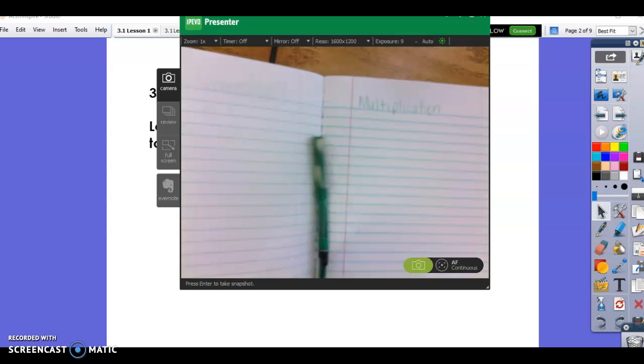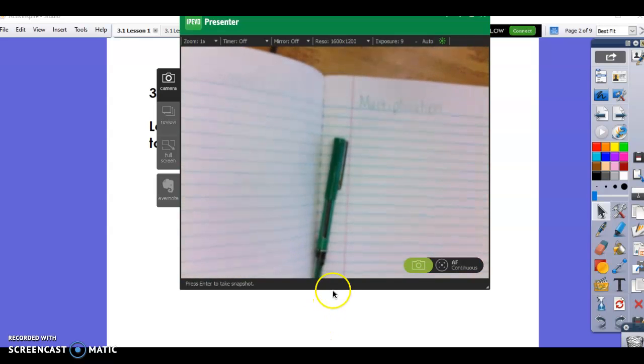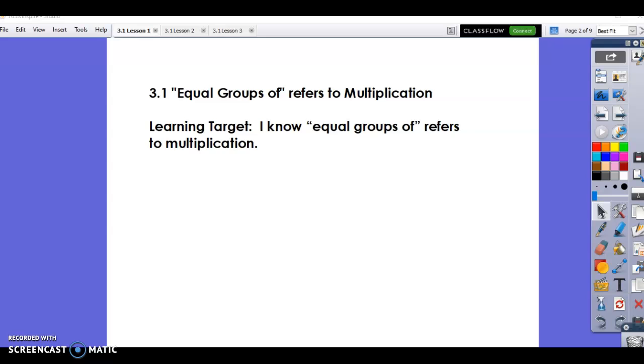If you need to pause the video for a minute to get your bomb set up, please go ahead and do that. But multiplication should go in your table of contents. Now that we have our bomb set up, we're going to come back and write some more things in that in just a few minutes.